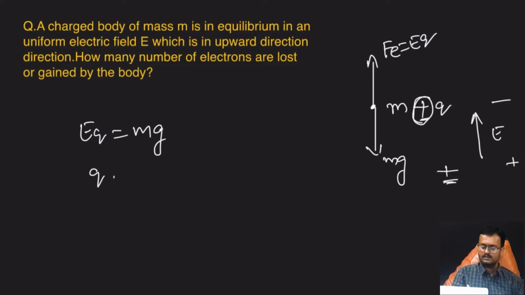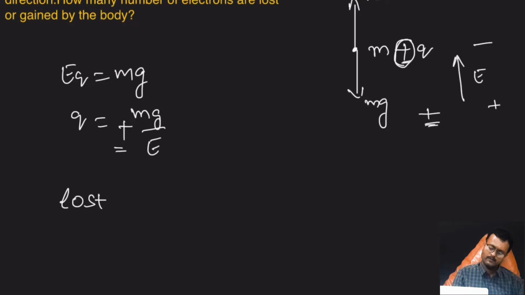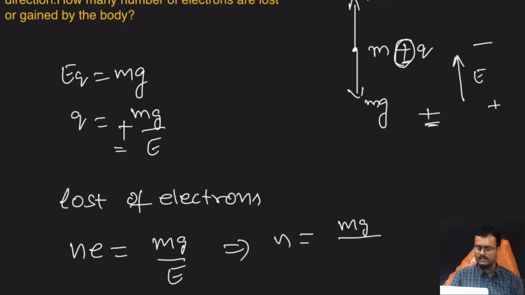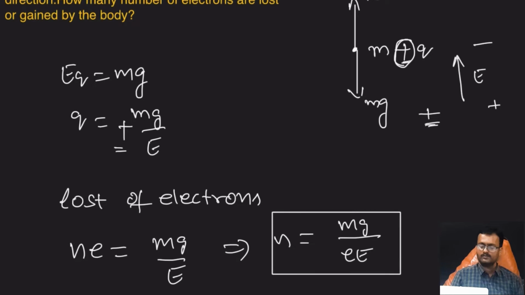So what is the Q here? That is mg by E, and Q is positive charge. So Q is positive charge means it has lost electrons. How many electrons are lost by that body? That means Q is equal to, what is the formula? Ne. So Ne is equal to mg by E, implies N is equal to mg by E into e. So this is the number of electrons lost by the body.